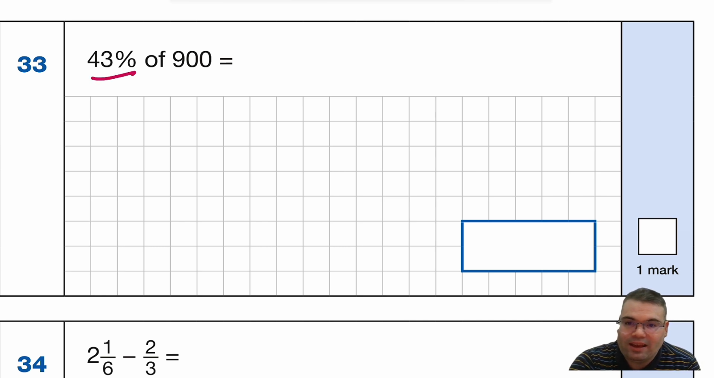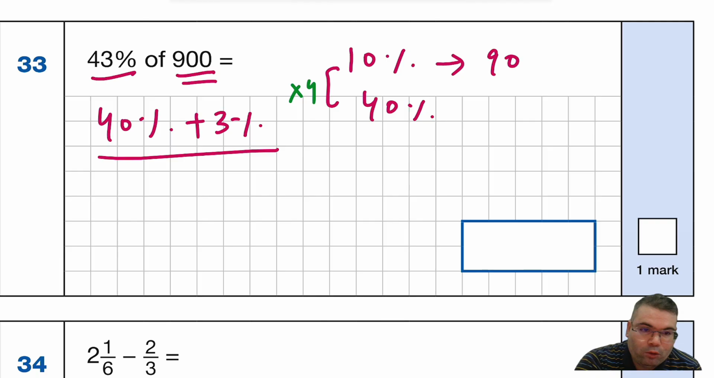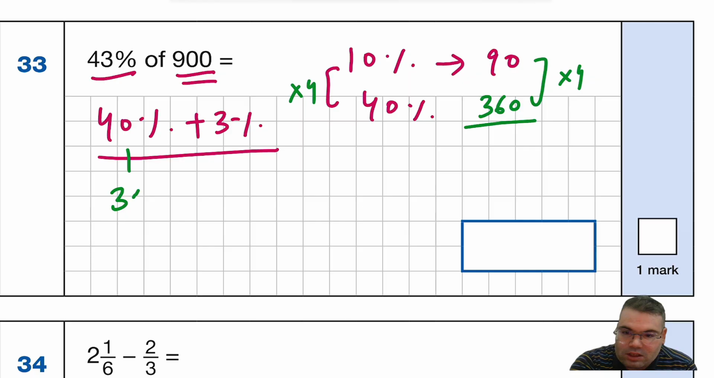So this is the next question. 43% we can write as 40% plus 3%, right? So we have done this trick in the previous videos. 40%, how to find? 10% is nothing but dividing by 10. So 900 divided by 10 is 90. So 40% is multiplication by 4. So let's just multiply with 4. So 90 times 4 is 360. Okay. So 40% is 360.